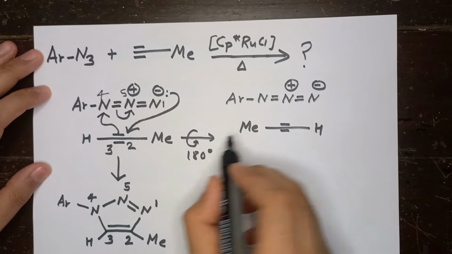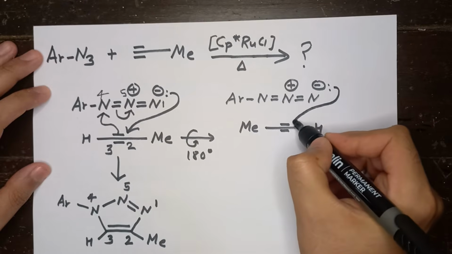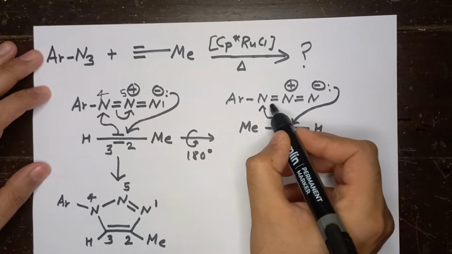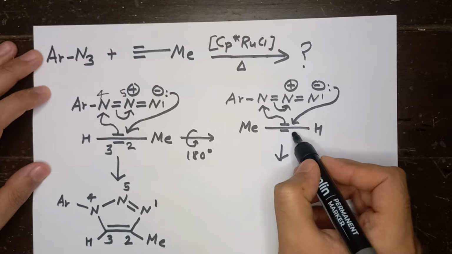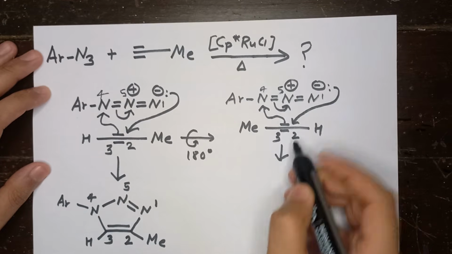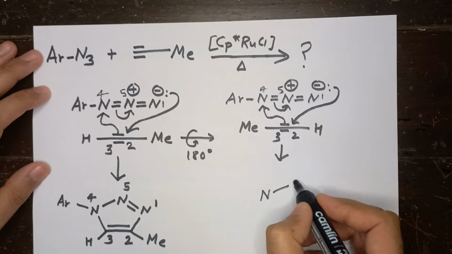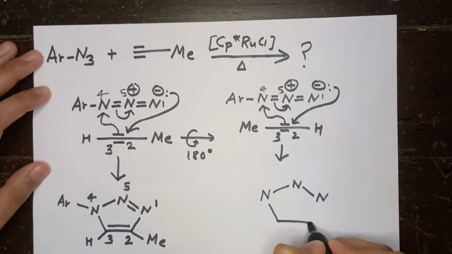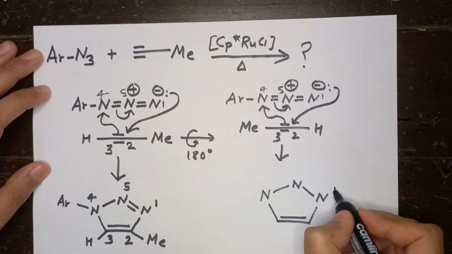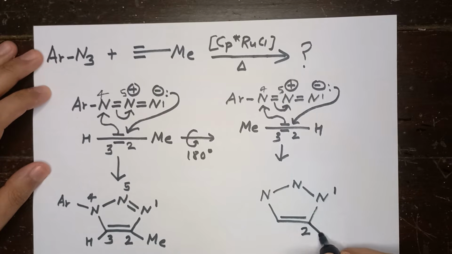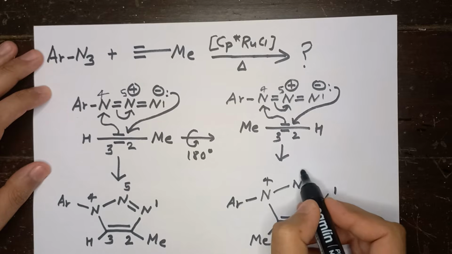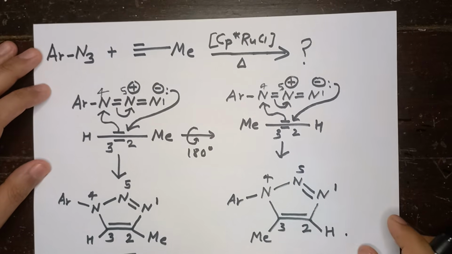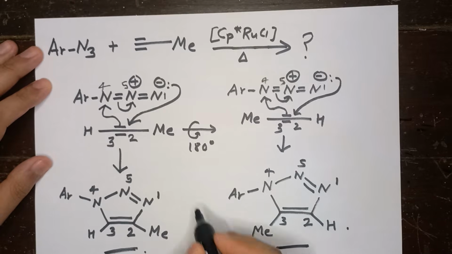Okay, so if we go by this mechanism, this nitrogen attacks here, this will attack here, this will get neutralized, and this will give me, so 1, 2, 3, 4 and 5. So this is nitrogen number 1, carbon number 2, carbon number 3 contains methyl, nitrogen number 4 has this Ar group, this is nitrogen number 5. So this is the product. This is the another product possible.